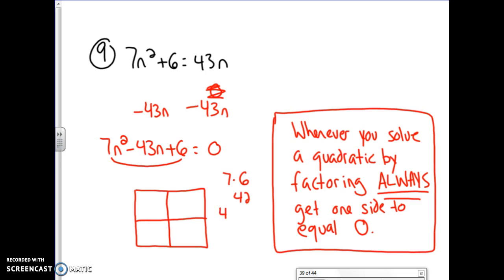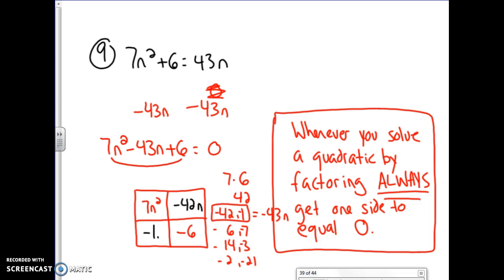If I think about it, 42 and 1, 6 and 7, 14 and 3. Because the sum is negative, I know that all those have to be negative. -2 and -21, and there are a lot of other ones. But what I notice when I look at -42 and -1 is that the sum is -43n. So I'm going to put 7n squared here, minus 6 here. Then I have -42n, and then minus 1n.